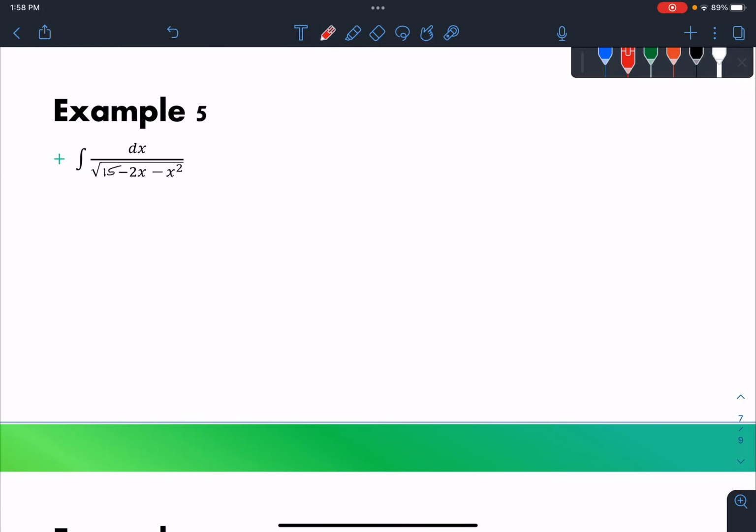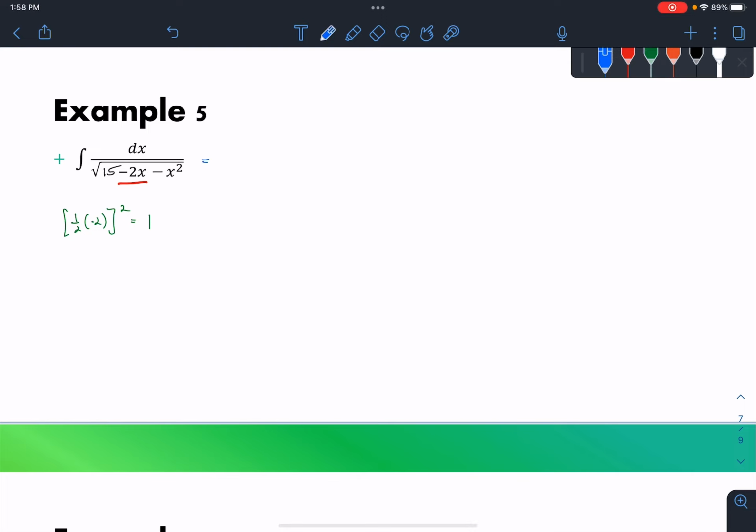So again, what makes this one not inverse sine right away? It's the presence of this negative 2x. So what are we going to do? The same thing. We complete the square. In completing the square, we have 1/2 of negative 2, then square it. So that is 1 squared, which is 1. So that is what we will be adding there. So we will be adding and subtracting 1.